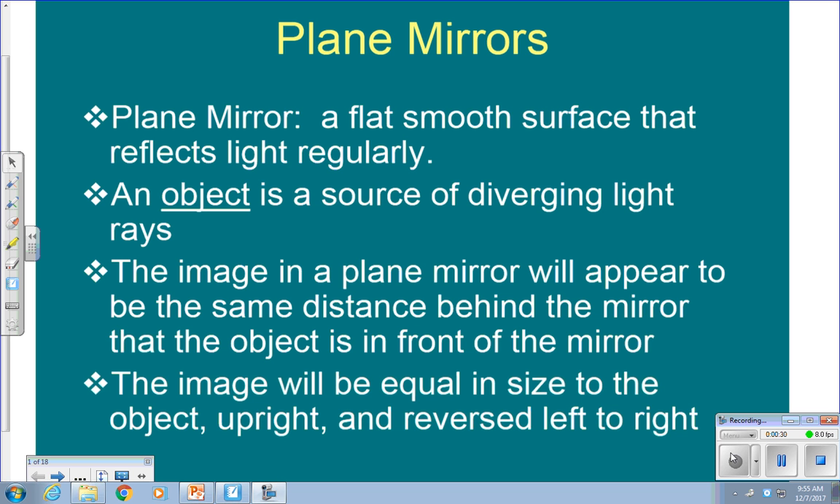The first type of mirror we're talking about is the one that you're most accustomed to, which is a plane mirror. And we're not talking about plane as in ordinary, we're talking about plane as in flat, existing in one plane, so to speak. So a plane mirror is a flat, smooth surface that reflects light regularly. Any object placed in front of that mirror is a source of diverging light rays, light rays that are spreading apart.